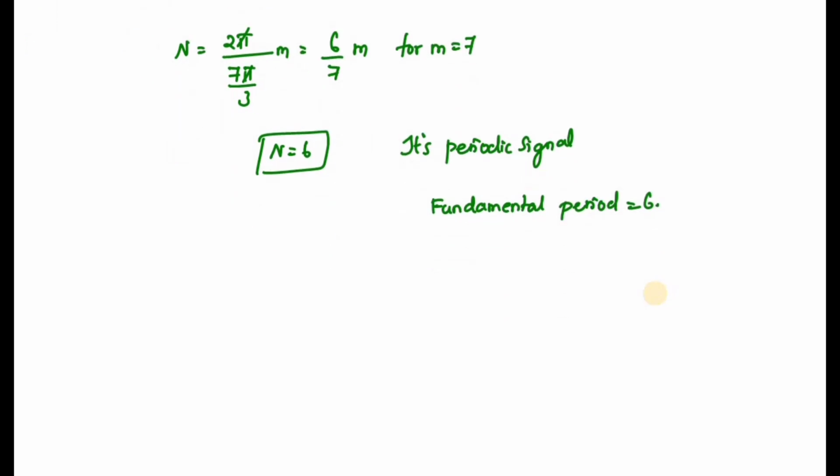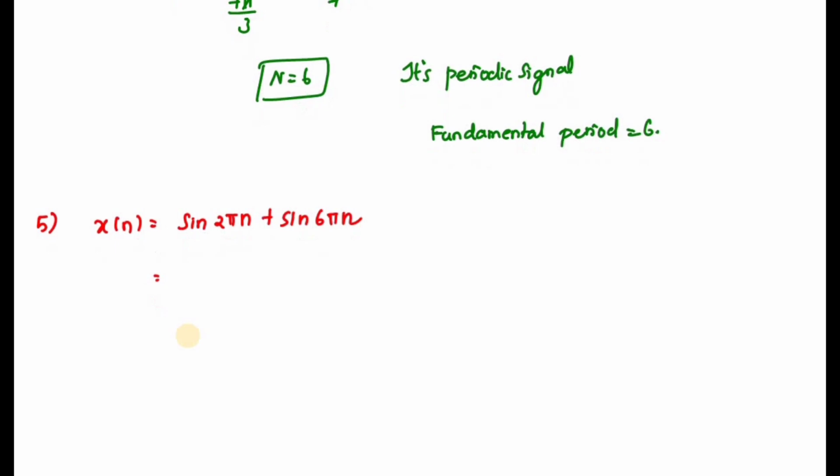Now let me go for the fifth problem. x[n] is equal to sin 2πn plus sin 6πn. Here N1 is 2π divided by 2πm, and N2 is 2π divided by 6πm. Right? So this is equal to m, and this is equal to 1 divided by 3m.